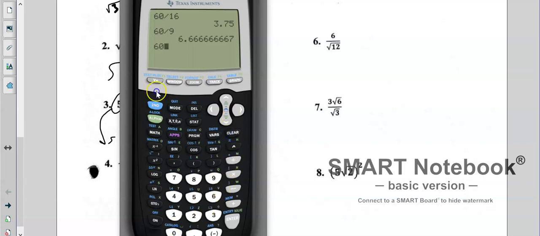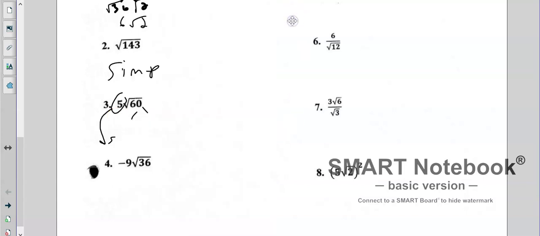60 divided by 4. And there you have it, 4 times 15. So that's 4 and 15. Remember, they're both radical. Square root of 4 is 2 times square root of 15. Then you multiply these two numbers. So the final answer is 10 radical 15.